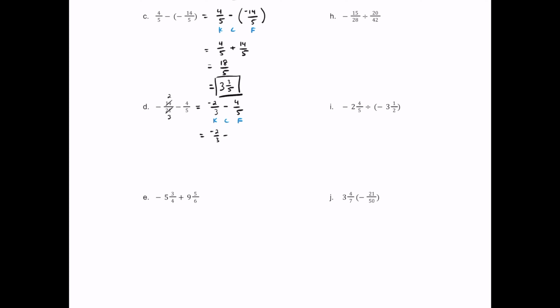Negative 2/3 plus negative 4 over 5. And to make these both 15 on the bottom, let's multiply by 5 and 5, and multiply by 3 and 3. So that should be negative 10 plus negative 12. I'm just going to put it all over 15 because I know they have common denominators now. That's going to be negative 22 over 15. And 15 goes into 22 once with 7 left over. So negative 1 and 7/15 seems to make sense here.